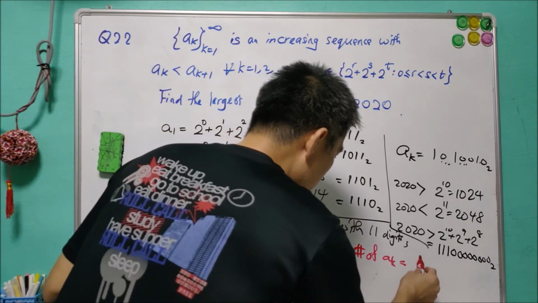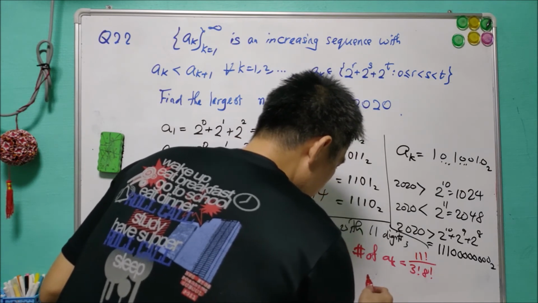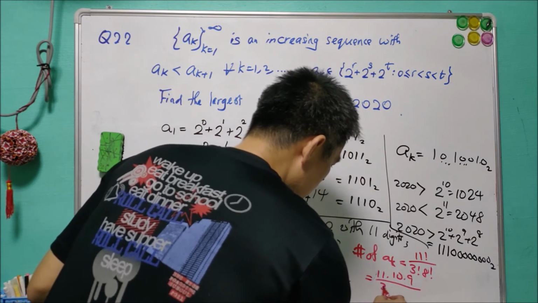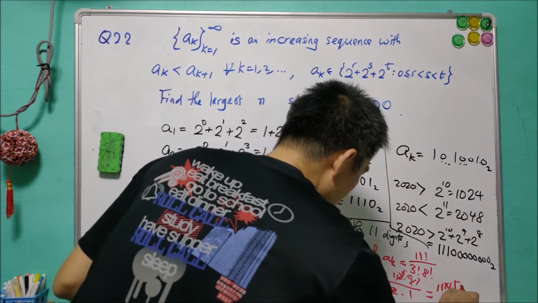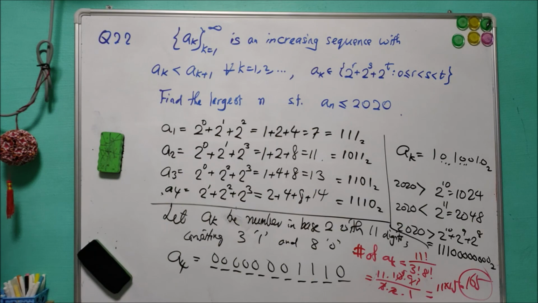The number of permutations will be equal to 11 factorial over 3 factorial times 8 factorial. This is equal to 11 times 10 times 9 over 3 times 2 times 1, which is 11 times 15, that is 165. So 165 is the answer to question 22.